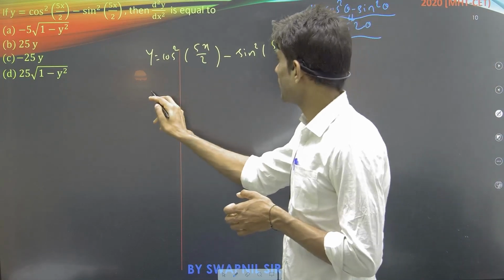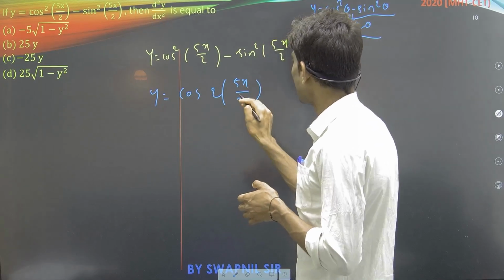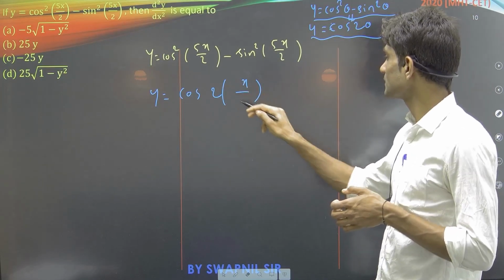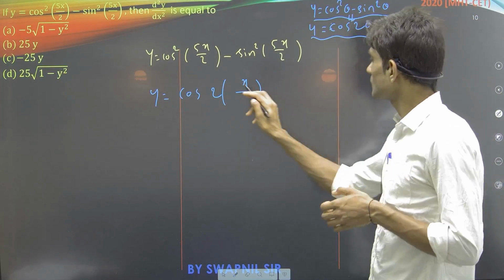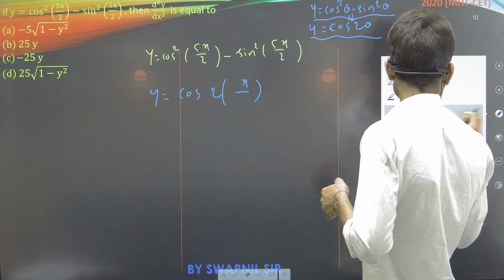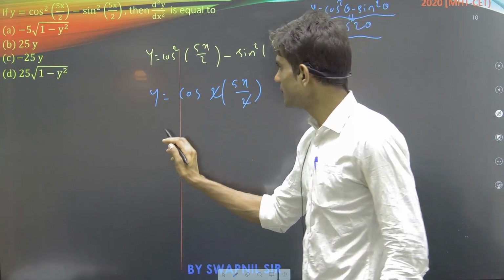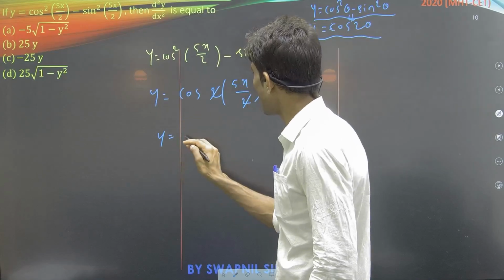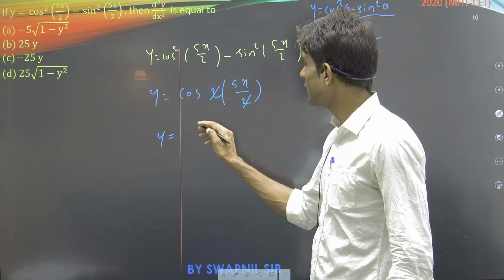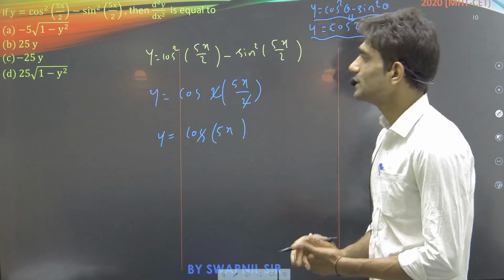Now substitute: y equals cos of 2 times theta, where theta is 5x divided by 2. Let me write this again: 5x divided by 2, not 2x. Now see that the 2 can be cancelled with the 2. So we found the simplified form of y, which is cos square of 5x by 2 minus sin square of 5x by 2, equal to cos of 5x. So this is the value for y.